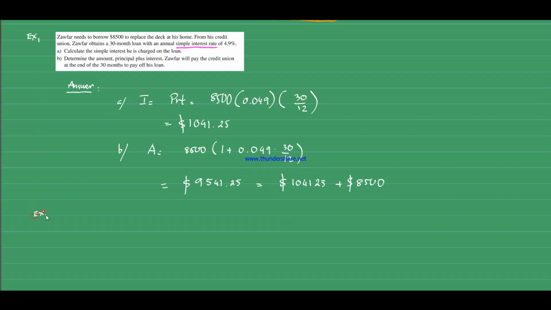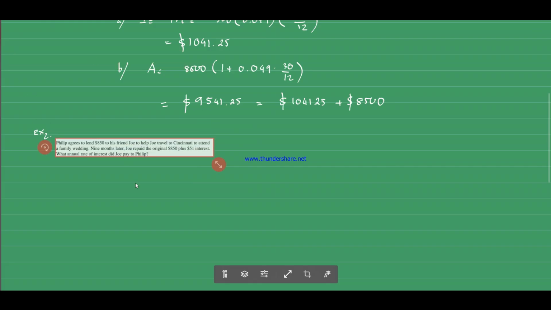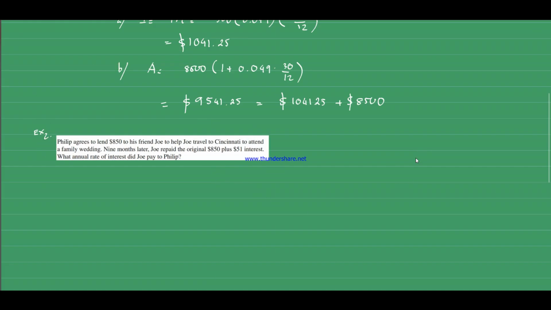Alright, example 2. Let's say Philip agreed to lend $850 to a friend. 9 months later, Joe repaid the original amount plus $51 interest on the annual rate. Okay, so we want to calculate the R, the rate. So original is this. The I is 51. PRT, 51. P is 850. R. T is 9 months, so 9 divided by 12, it must be in years, so we need to find R.